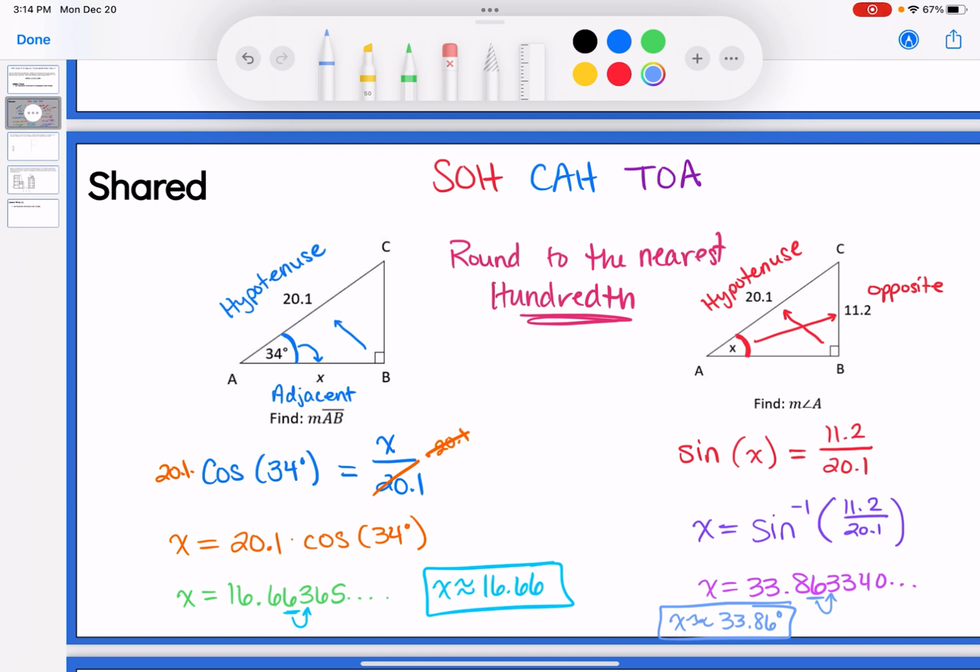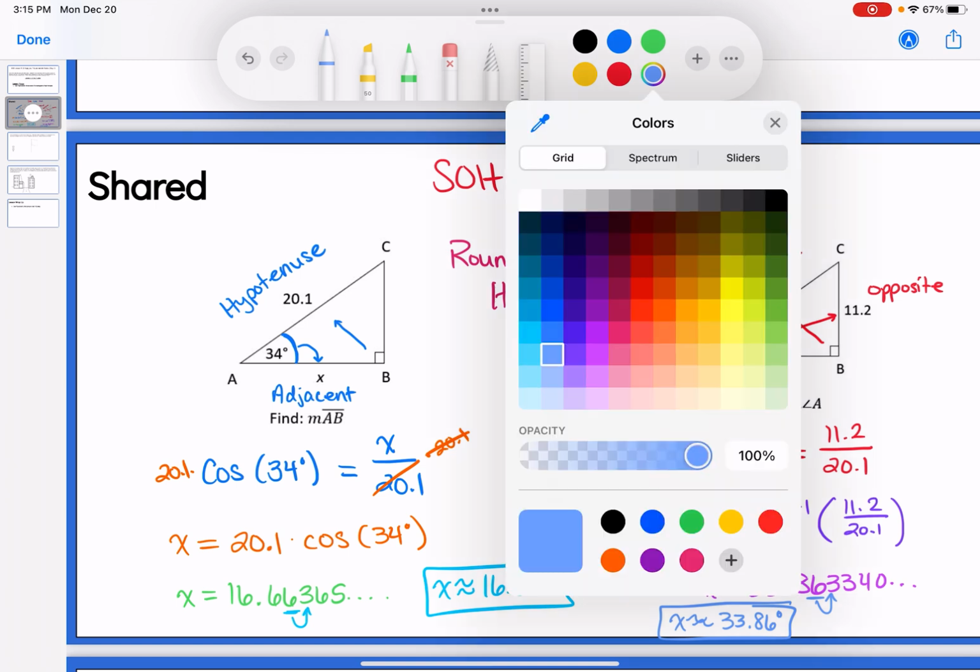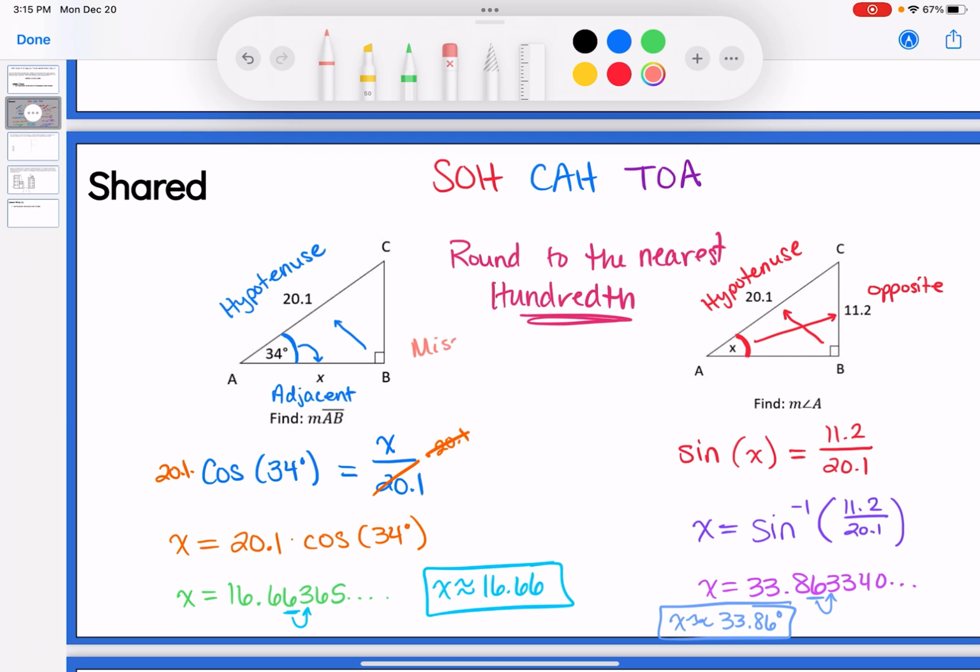Notice on the first problem over here on the left, I was missing a side length, right? I had an angle measure to type in those parentheses. So when you're missing a side length, that's when you use the regular trig button. So in this case, I was missing a side. I used the regular trig button because I had something to type into those parentheses for my angle measure, right?